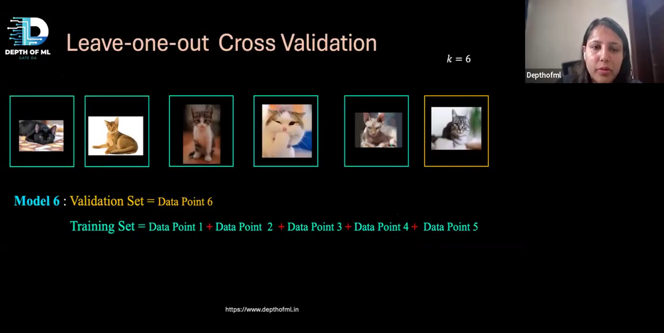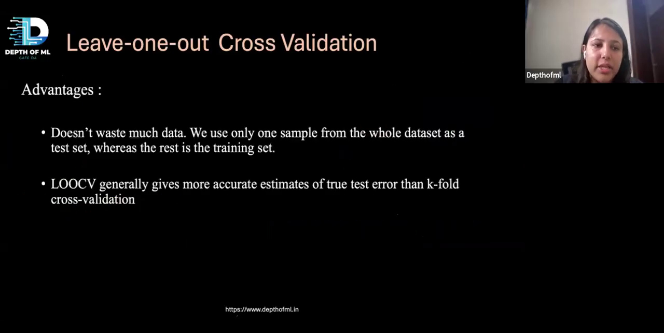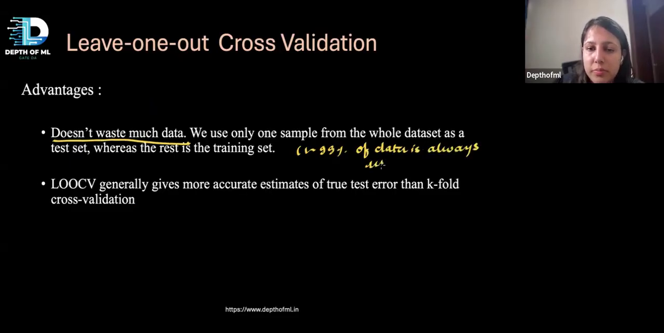Now there are advantages to this approach. Obviously, it doesn't waste much data, right? Every model is trained with at least 99% of the data, and we use only one sample from the whole data set as a test set. We are training with the rest. So approximately 99% of the data is always used in training.